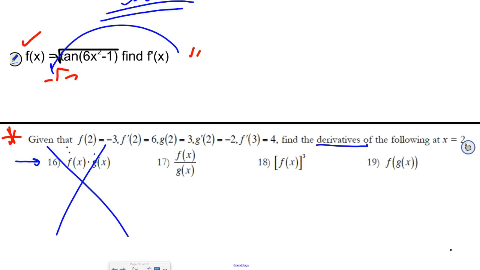What rule would you apply to number 17? Quotient. You would do low d high minus high d low. You would draw a line and square below. Now we're going to add a new one.